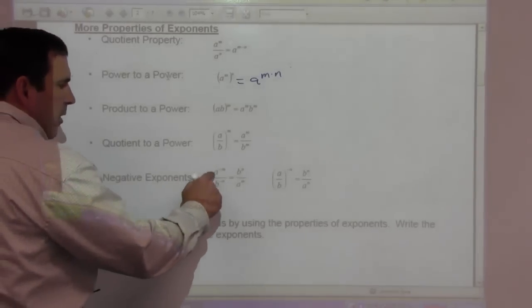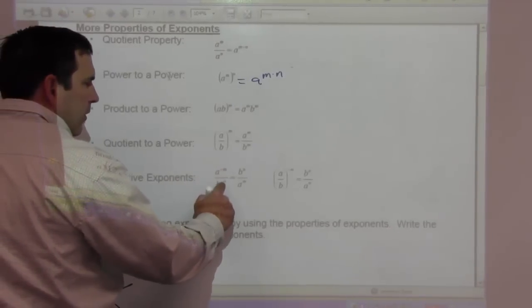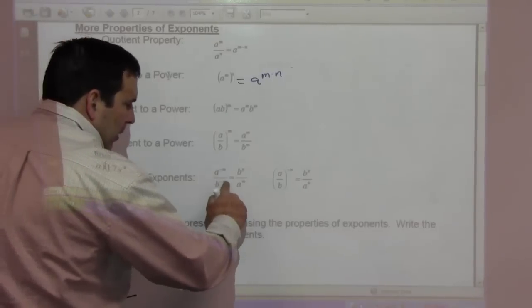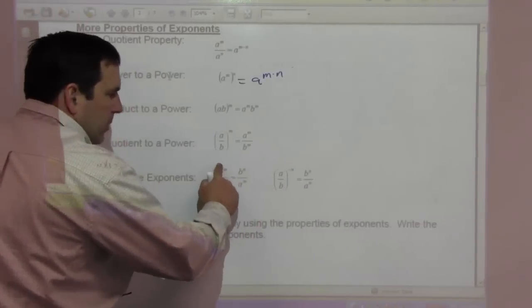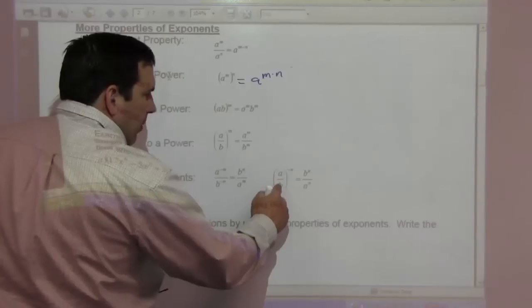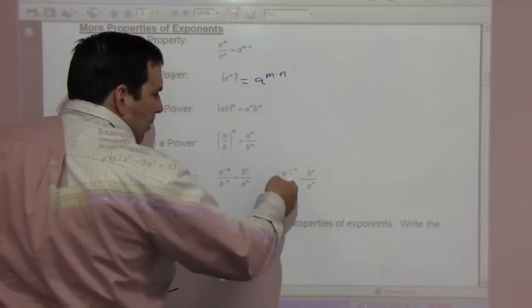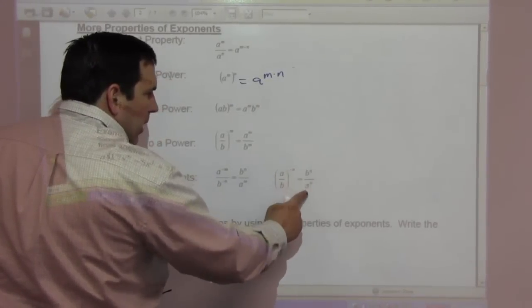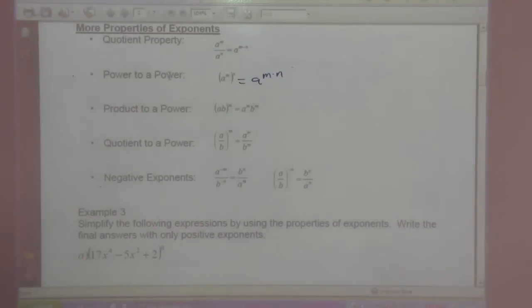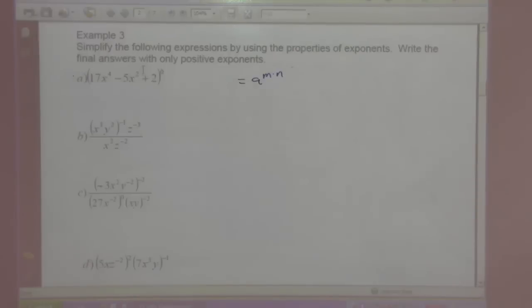Negative exponents: if you have a to the negative m over b to the negative n, then b to the negative n is going to go up, and a to the negative m is going to go down. Also, a over b to the negative n is like flipping it, and then you have positive power b to the n over a to the m. So, example three.